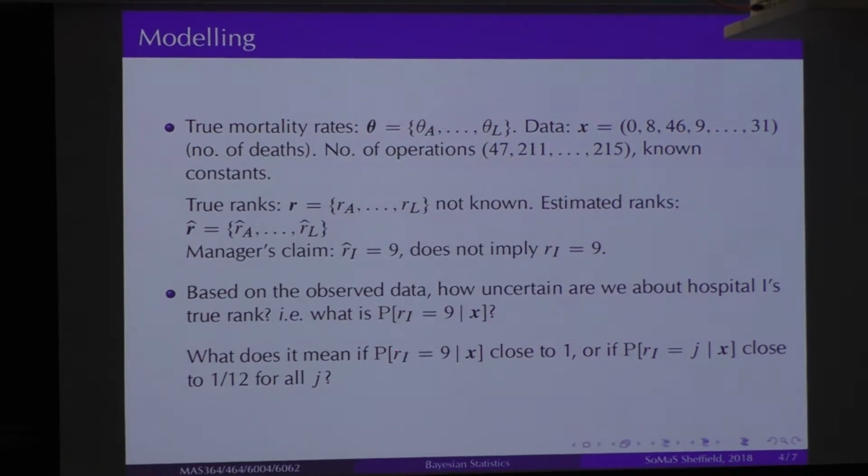Okay. So for instance, if that probability was close to 1, then again, probably that's not a very good argument for the manager. But what if that probability was, say, close to 1/12 for each hospital? Right? That probably would imply that the ranking is useless. Okay? So those are the kinds of things that we want to assess. All right?